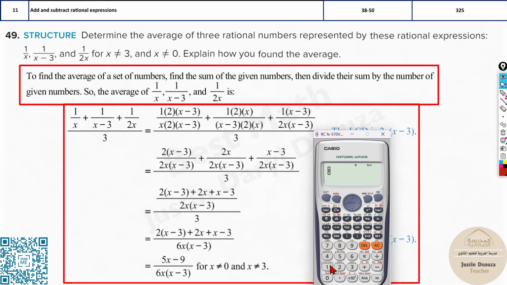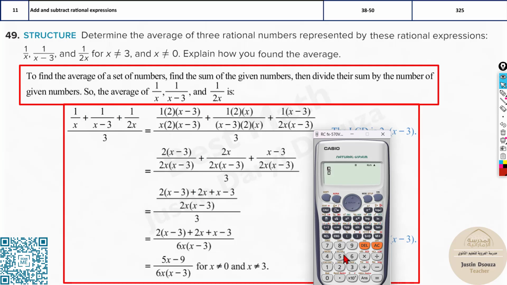The same thing. I will first write this expression: 1 by x, plus, then what do we have? 1 by x minus 3. Then what do we have? Plus 1 by 2x, divided by 3. Now calculate at, I'll just choose 2. What is the answer? It's negative 1 by 12. So the average of these three numbers should be negative 1 by 12. So now one of the options must give you negative 1 by 12.